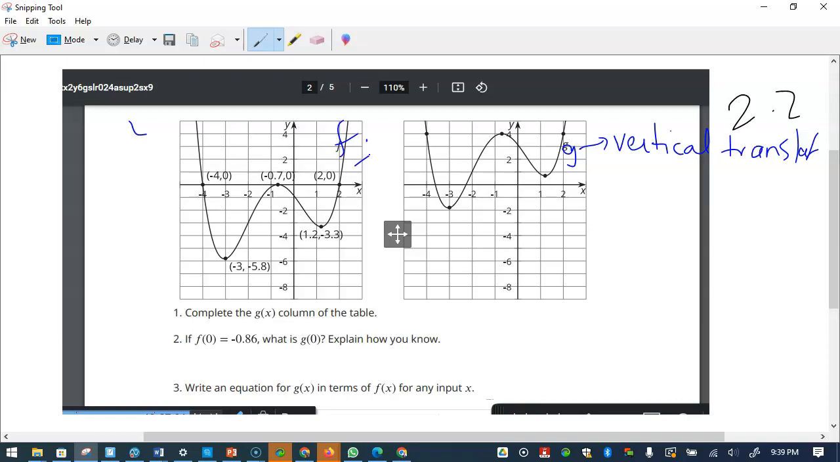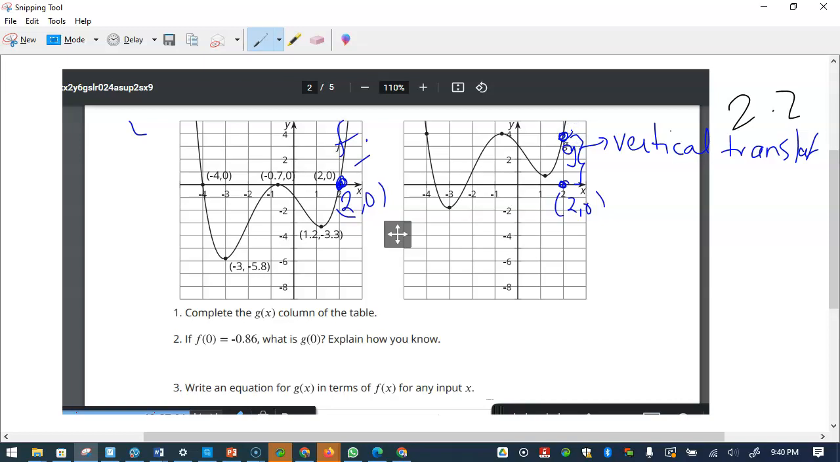Let's imagine, let me think of one point. Let's take this point. Look at this point 2. This was 2 comma 0, right? This was 2 comma 0, and that 2 has gone here. So it was 2 here. So this was 2, the same thing, but then it shifted up here.